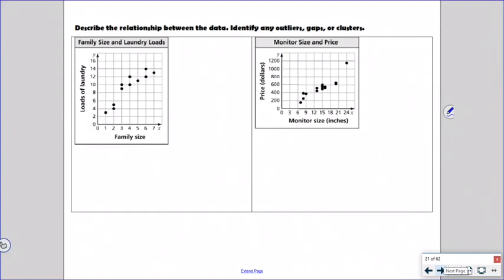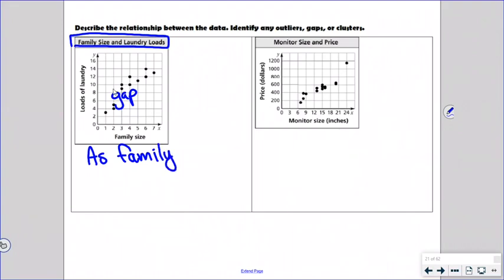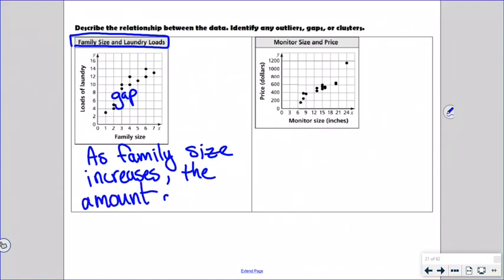Identify any outliers, gaps, clusters. Well, let's take a look at the one on the left. You'll do the one on the right. There's a gap right there. And it looks like family size and laundry loads. This is a positive correlation, which means we can describe this by saying as family size increases, the amount of laundry increases. Makes sense. That's describing the relationship.